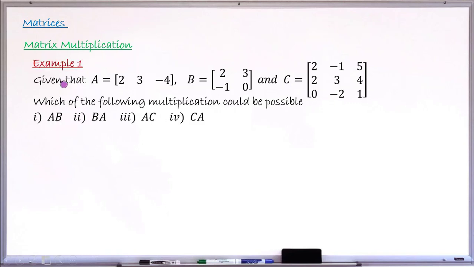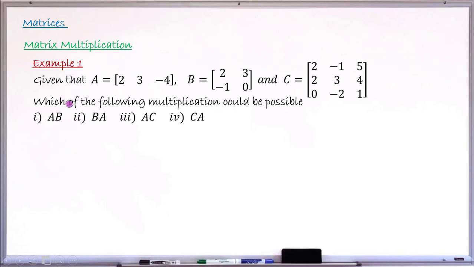Example number one says, given matrix A. This is matrix A with the entries 1, 3, and minus 4 in the first row, and it has only one row. And this is matrix B with the entries 2, 3 in the first row, minus 1 and 0 in the second row, and another matrix C, which is a 3 by 3 matrix: 2, minus 1, 5 in the first row, 2, 3, 4 in the second row, 0, minus 2, and 1 in the third row. These are the three matrices given.